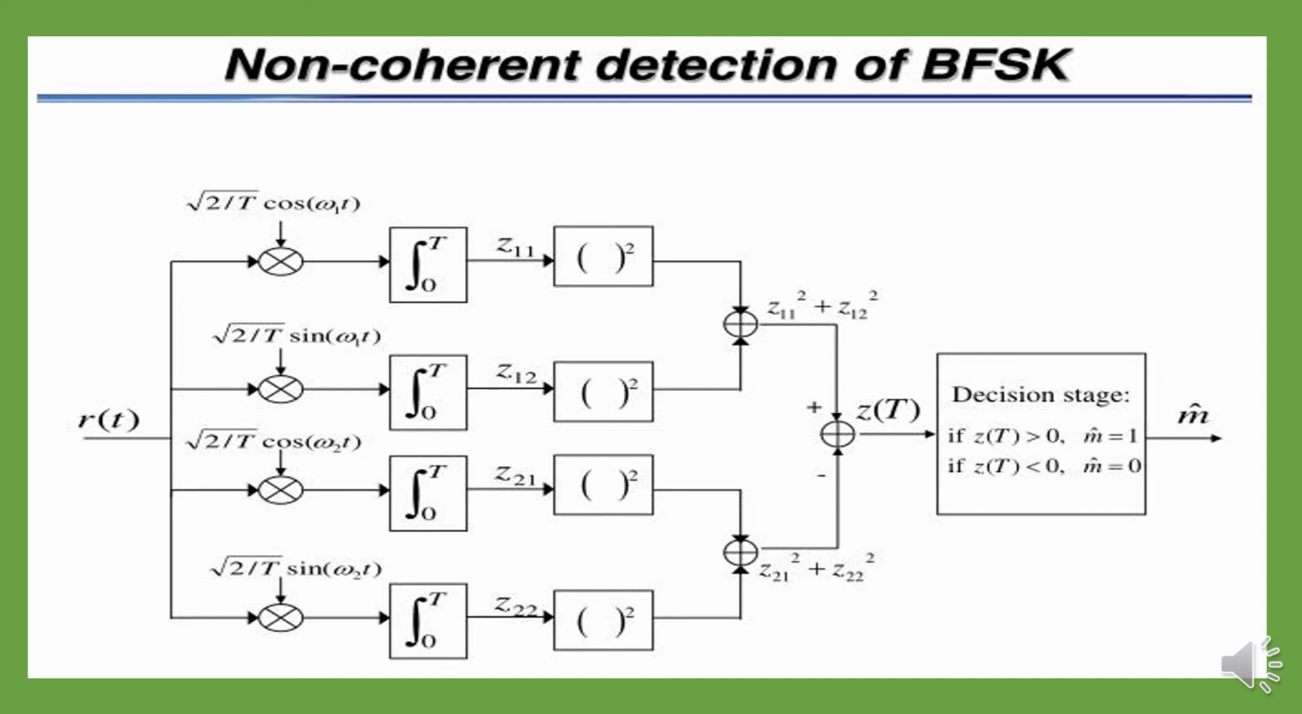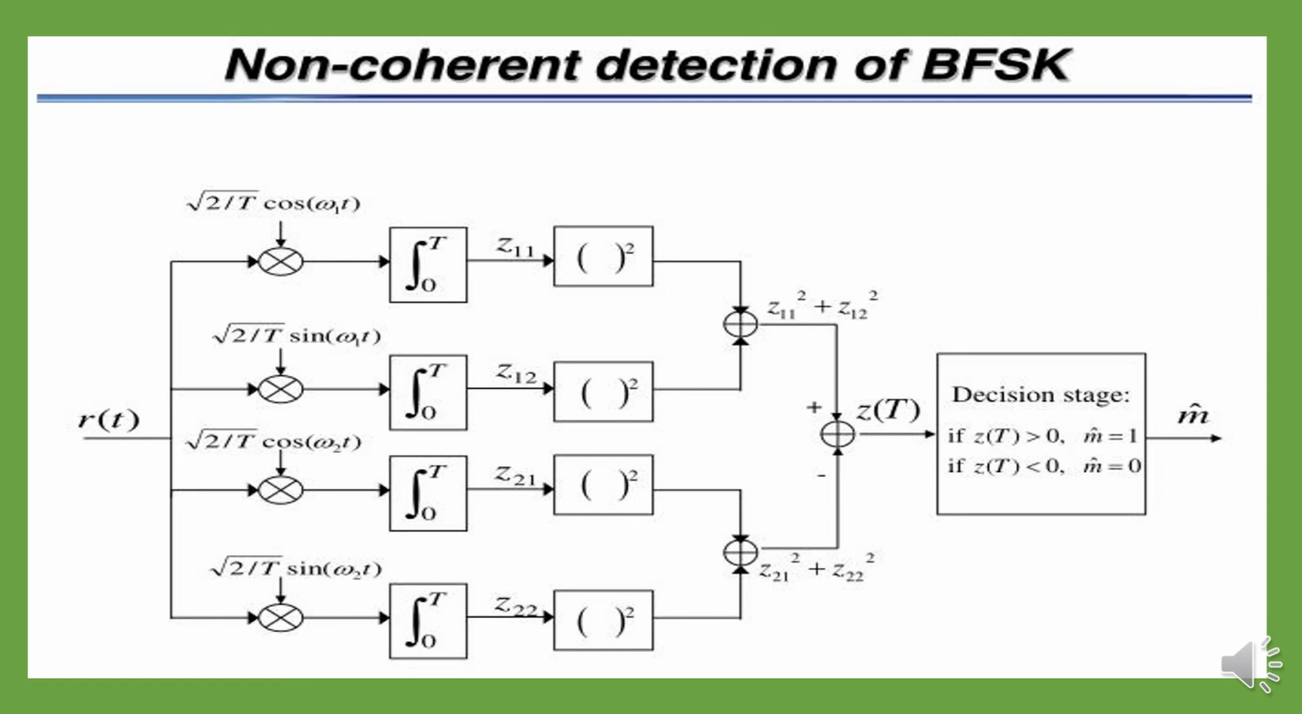Now see the block diagram of the non-coherent detection of BFSK, binary FSK. Here the received signal r(t) is passed to the multipliers. Here the basis functions of the multipliers are root of 2/T cos omega1 t and root of 2/T sin omega1 t, and root of 2/T cos omega2 t, and another multiplier is root of 2/T sin omega2 t. So the outputs of the multipliers are given to the integrators.